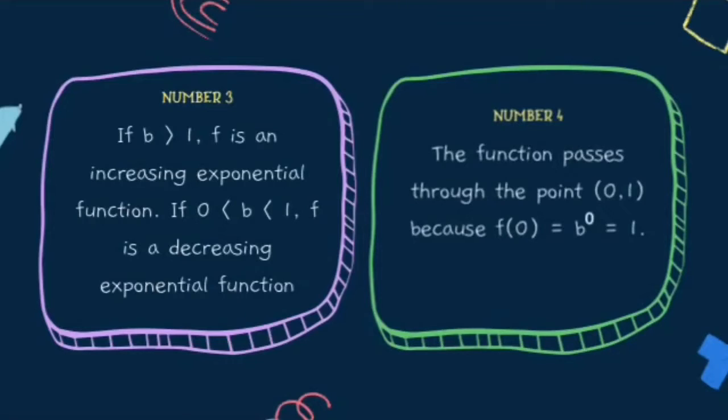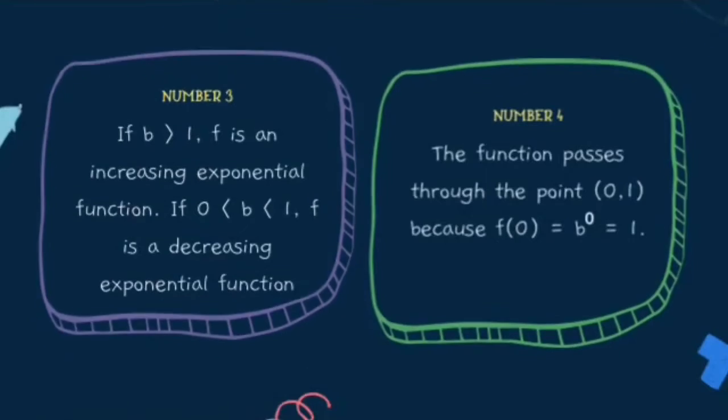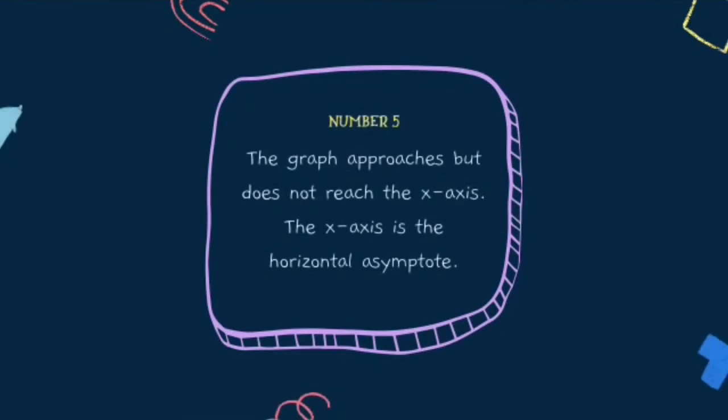Number 4. The function passes through the point (0, 1) because f of 0 is equal to b raised to 0, which is equal to 1. Number 5. The graph approaches but does not reach the x-axis. The x-axis is the horizontal asymptote.